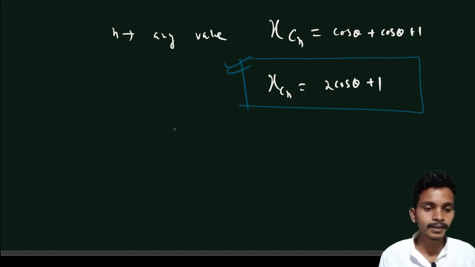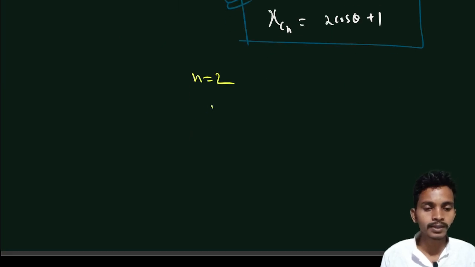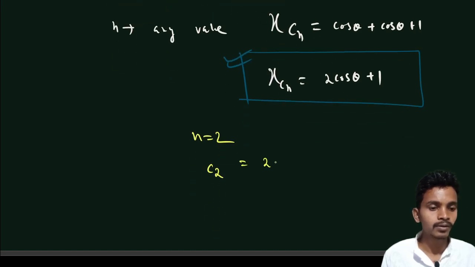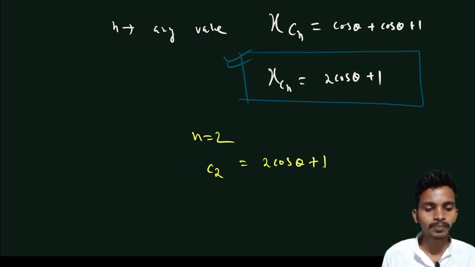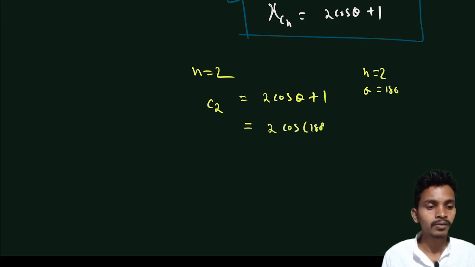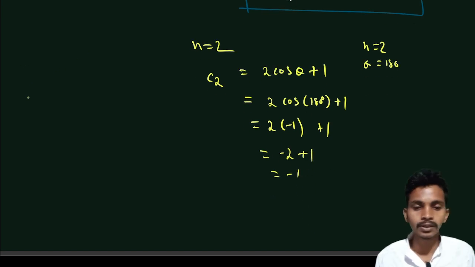Let's say n equals 2. In that case, this is C2. If we apply this formula, 2 cos theta plus 1. If n equals 2, then theta is 180 degrees, because C2 means we are operating by 180 degrees. So the value is 2 cos 180 degrees plus 1, and we know that 2 cos 180 degrees is minus 2, plus 1, that is going to give minus 1, because we know these values.